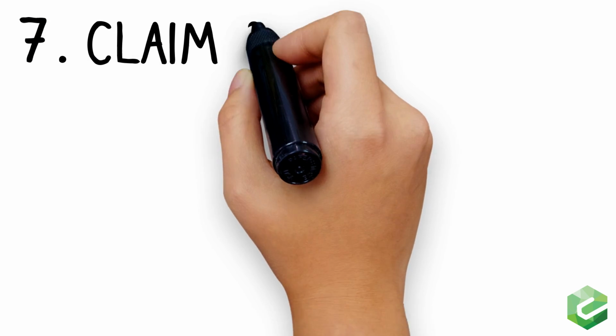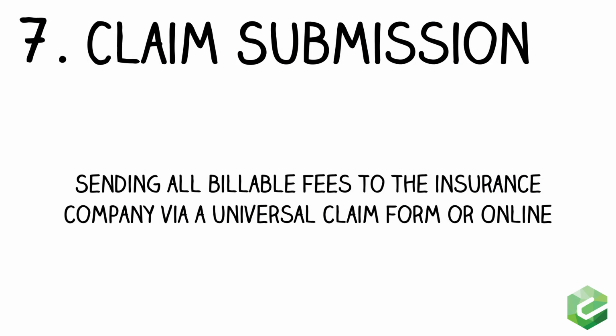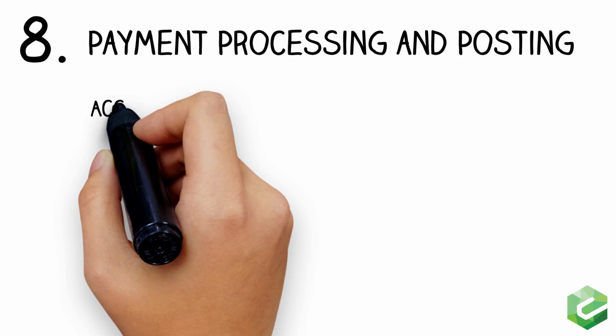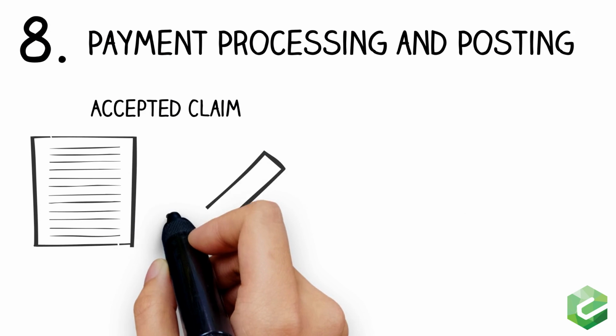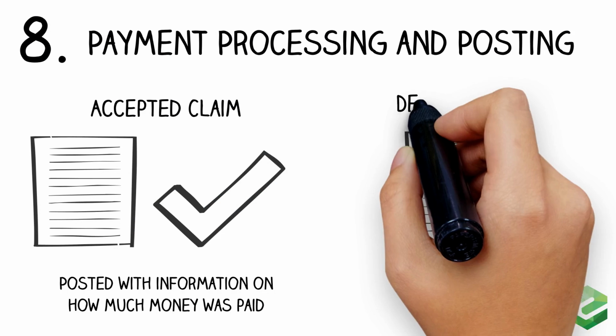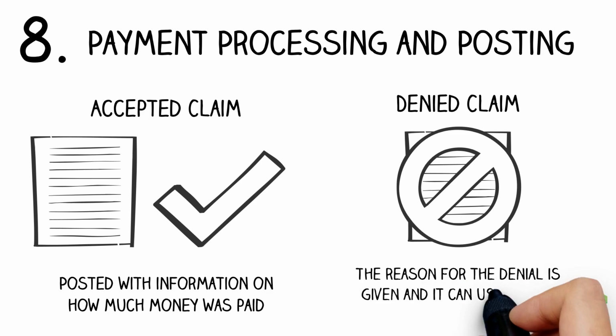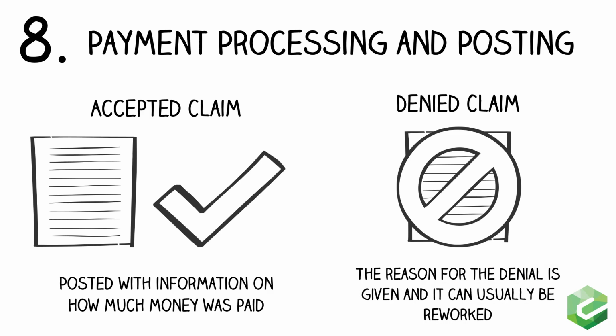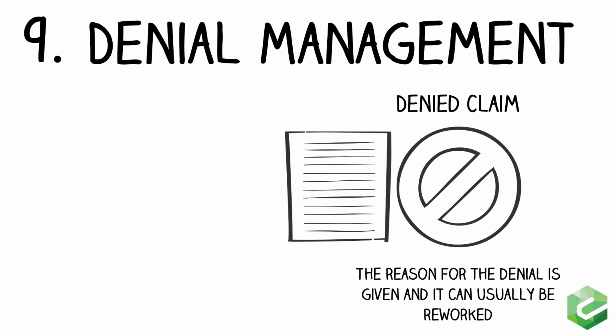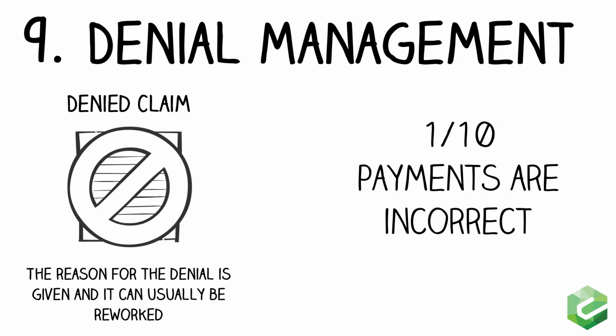When all necessary checks and edits are created, the next step in the revenue cycle is the claim submission stage. This stage involves sending all billable fees to the insurance company via a universal claim form for payment. After the form has been submitted for payment to the insurance, they either accept or reject it. If the claim is accepted, it is then posted with the information on how much of the requested money was paid. If the claim is denied, then the reason for the denial is usually given. That denied claim can likely be reworked, resubmitted, and accepted. This process is called denial management. 1 in 10 payments are incorrect and can be very costly to an organization if the claims are not reworked.